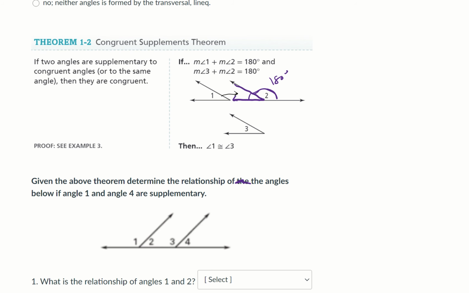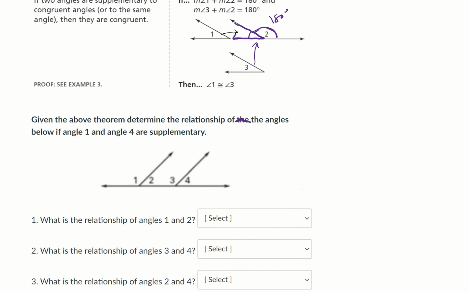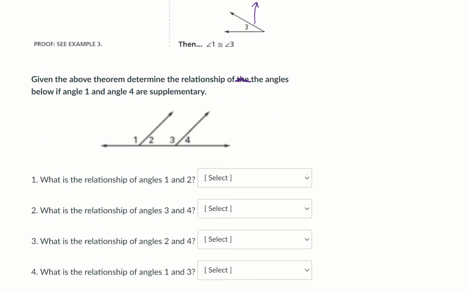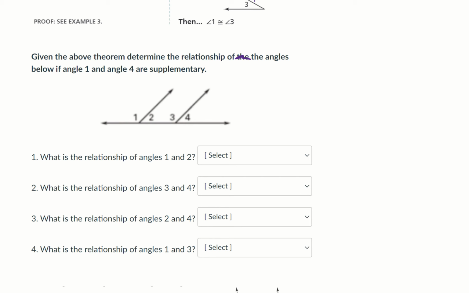The same thing with angle 3. If I slid it over, it's going to add up to 180. So if angle 1 is supplementary to 2, and angle 3 is supplementary to 2, then these two angles are identical. That's just saying that angle 1 is the same as angle 3, which kind of makes sense. So based on that theorem, we want to say, are angle 1 and angle 4 supplementary?